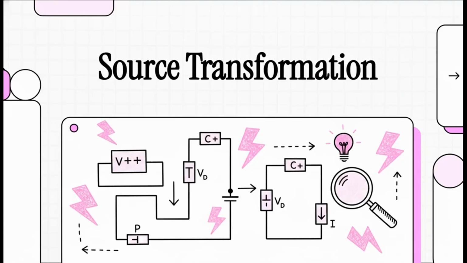Have you ever stared at a complex circuit diagram and just thought, where do I even begin? Well, today we're going to pull back the curtain on a really powerful technique that engineers have up their sleeves. It's called source transformation, and honestly, it's like a secret weapon for simplifying circuits.